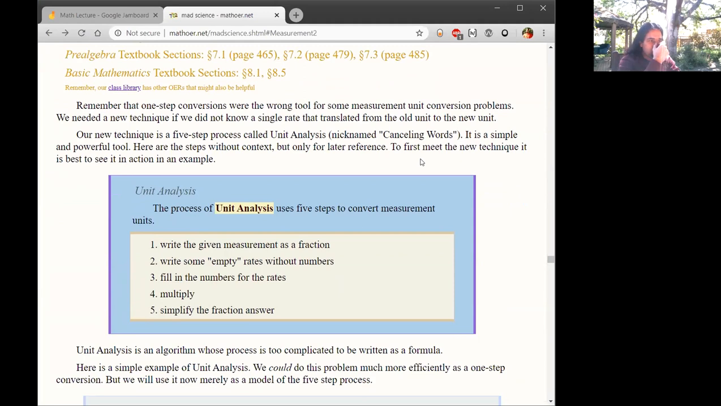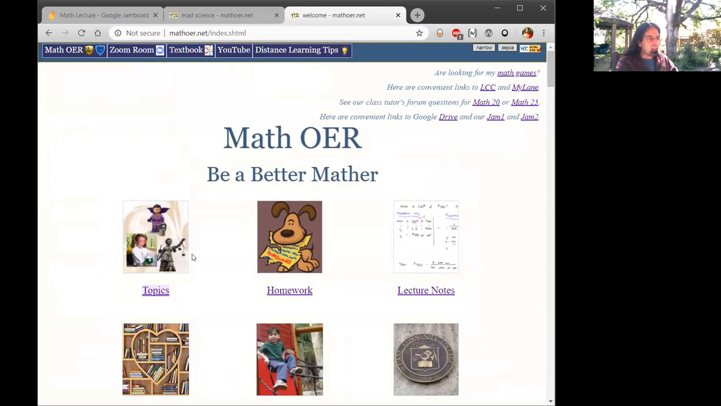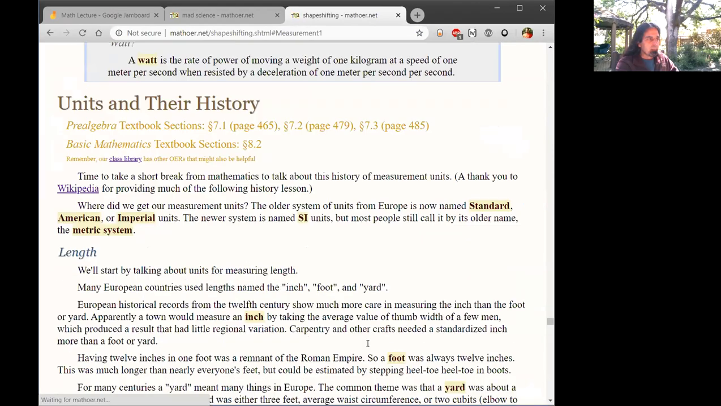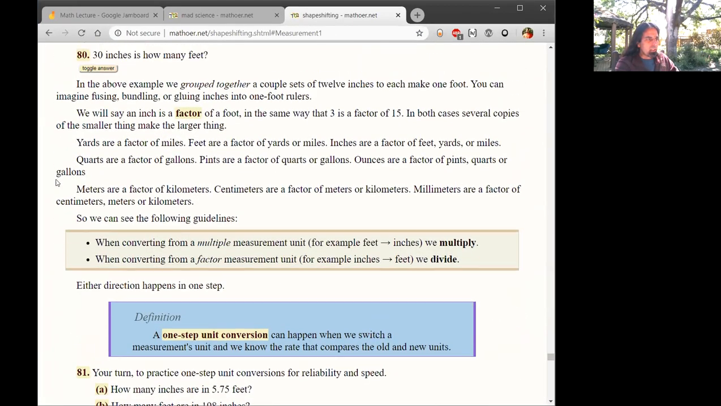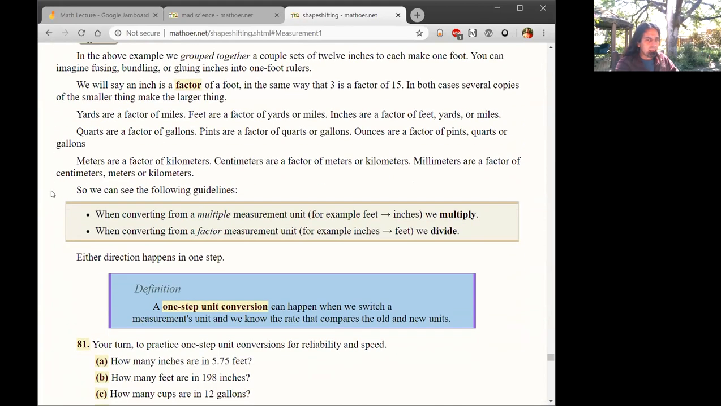So we had one-step conversions, and they were okay, but not great. They were kind of awkward, and they didn't work all the time. So this is the better thing to do. And if you don't remember the one-step conversions, then let me just show you them real quick. So they were these rules here. Put them on our board.